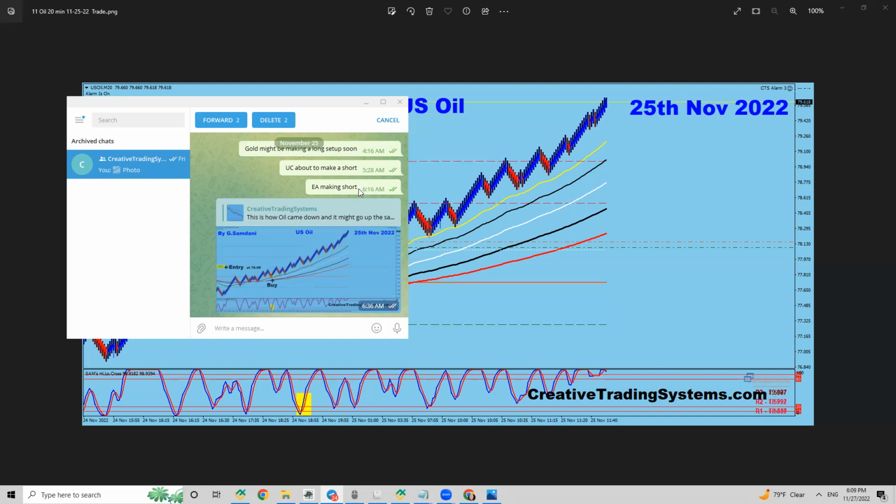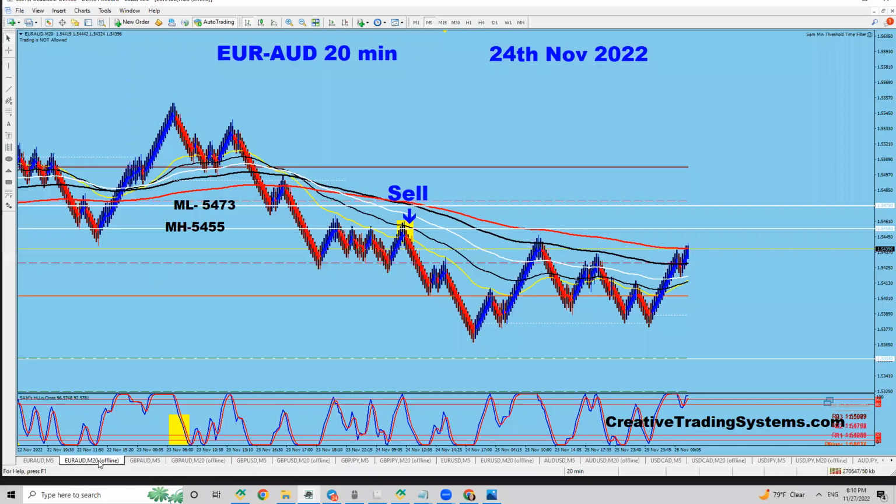Now the time difference between the broker and this Telegram is 7 hours. So this 6:16 a.m. means 13:16 on the 25th, and it's EA. So let's go take a look at that EA on the 25th at 13:16. Yeah, 13 something, right? So this was the entry that I posted over there, right?